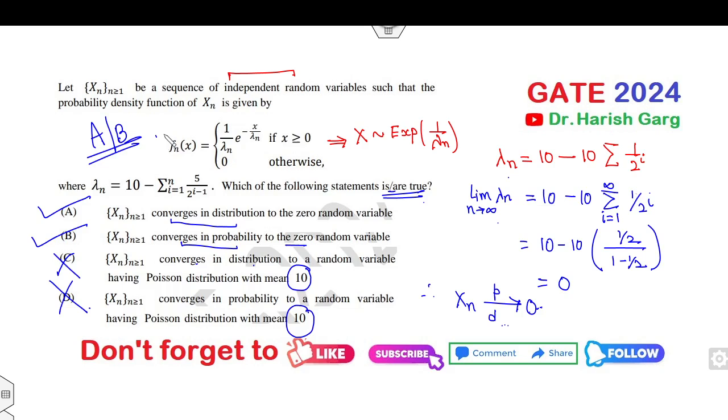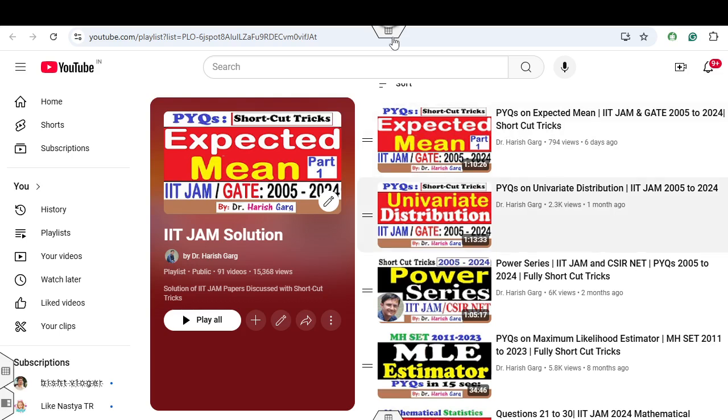So you can see that all these lectures are totally based on univariate distributions. You must watch this first lecture and then try to understand the remaining parts.